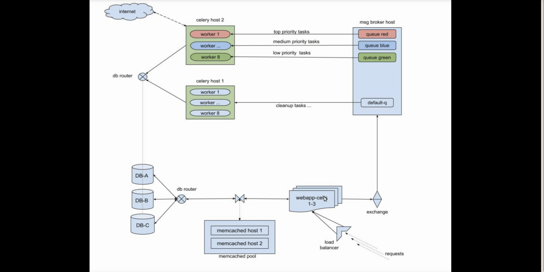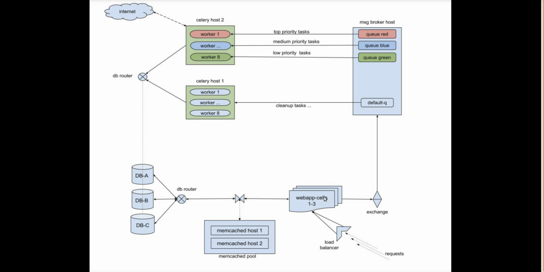So Celery architecture inside this application is configured with multiple queues. There is a red queue, a blue queue, and a green one for use by the applications. And the default queue that comes with Celery is maintained as such for performing database cleanup and other tasks.